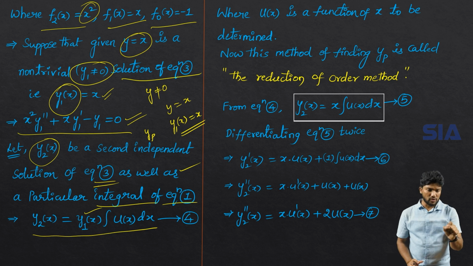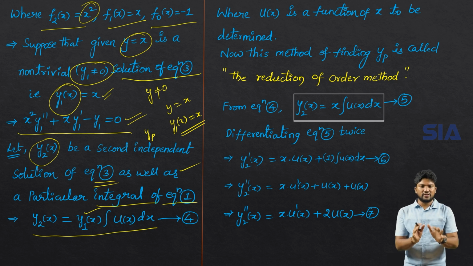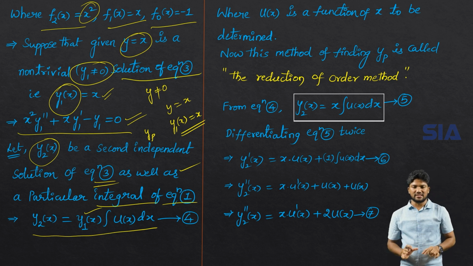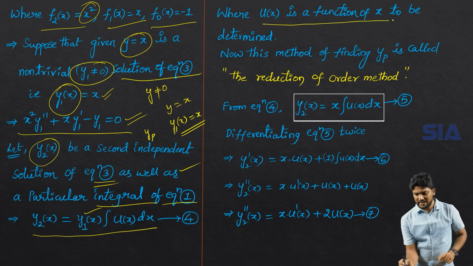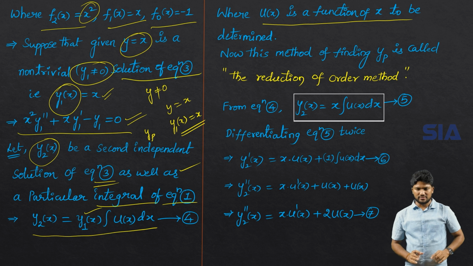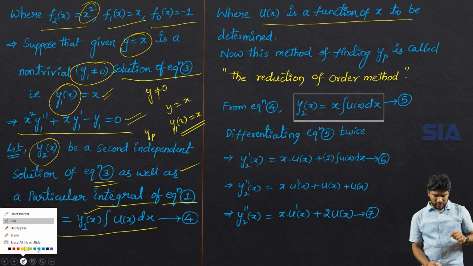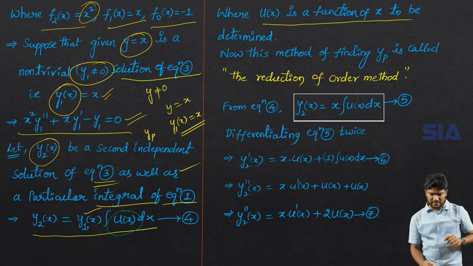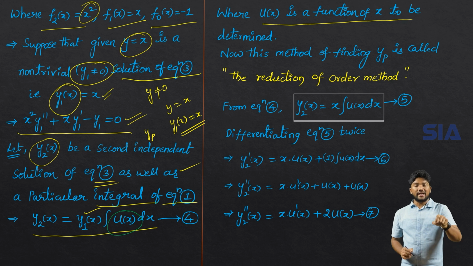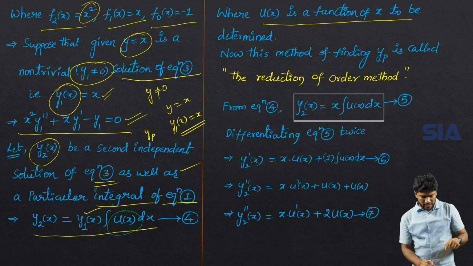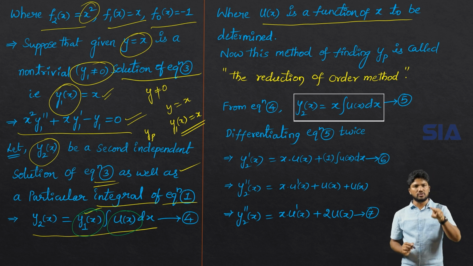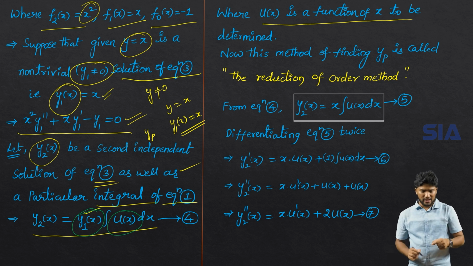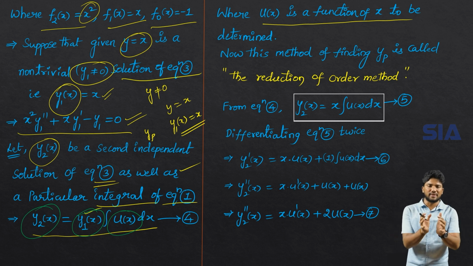Okay, y suffix 2 of x is equal to y suffix 1 into integration u of x dx, which is taken as equation number 4, where u of x is a function of small x. So now our aim is to determine that u of x value. If you determine u of x, then you already know y suffix 1 of x. If you substitute y1 of x and u of x in equation number 4, then y suffix 2 will come, the second solution. That second solution is the particular integral.